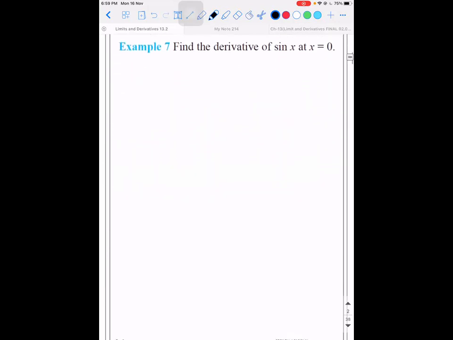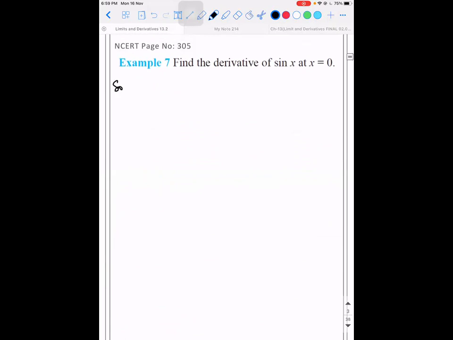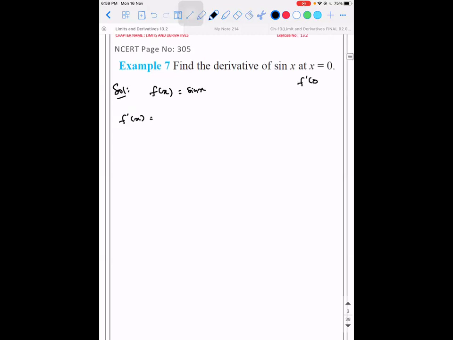Find derivative of sin x at x is equal to 0. So f of x is sin x. Are you guys comfortable with f dash of x? So what will f dash of x be? Derivative of sin x, d by dx of sin x. What is the answer? Cos x. So f dash of x is cos x.